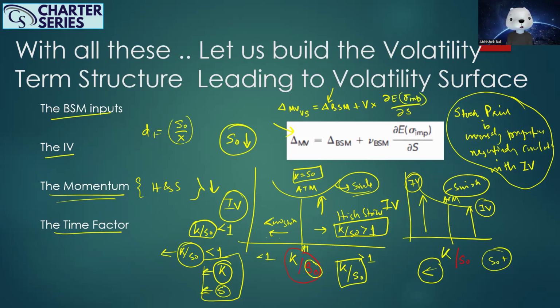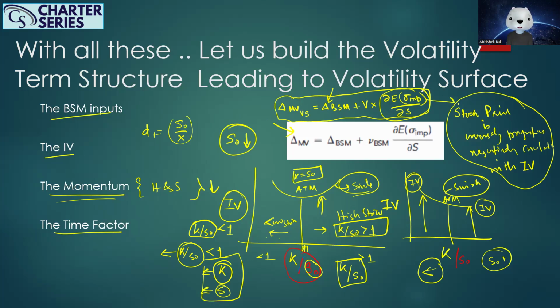Now, don't go with the technical jargon of partial differentiation, etc. Just know this, that this is how the delta would be calculated in case we are talking about the delta from a volatility surface perspective and not from the BSM perspective. However, the catch out here is that more often than not, this factor, that is the dE by dS factor, is going to be negative.